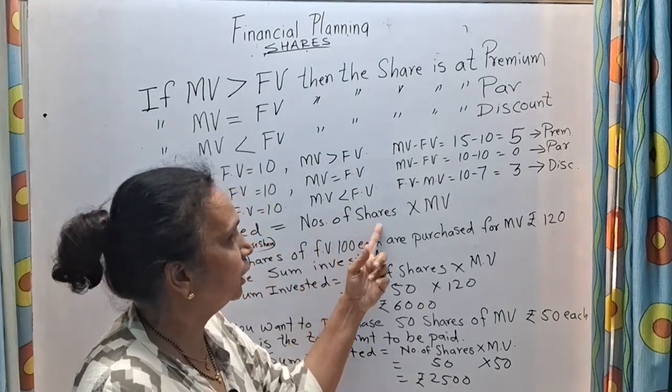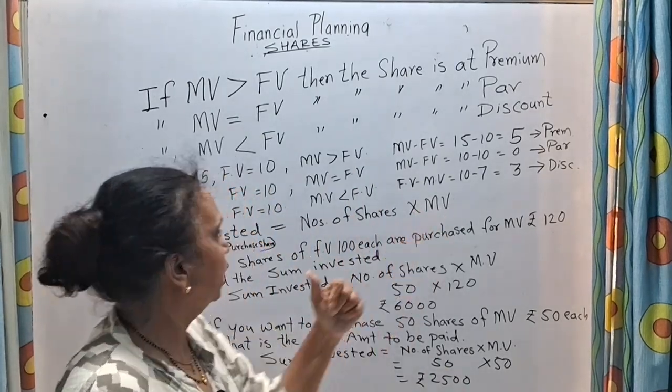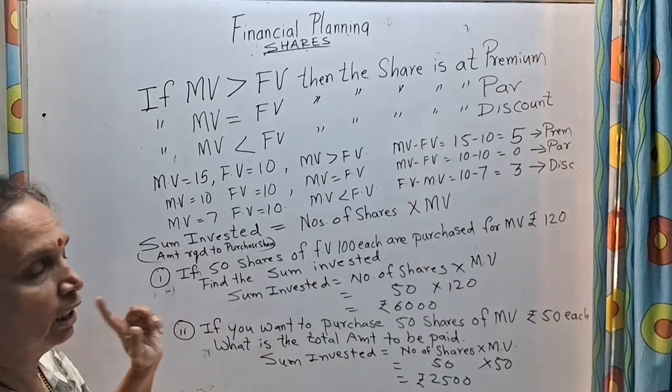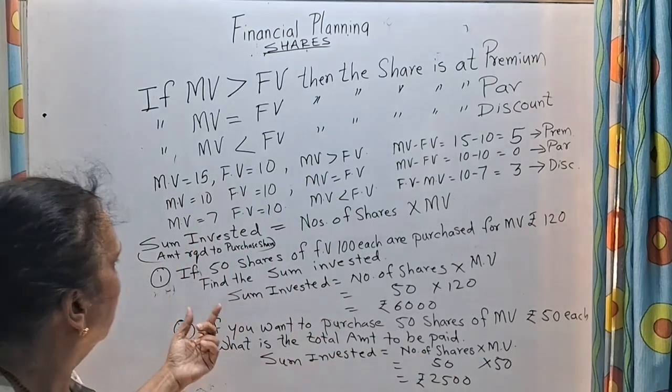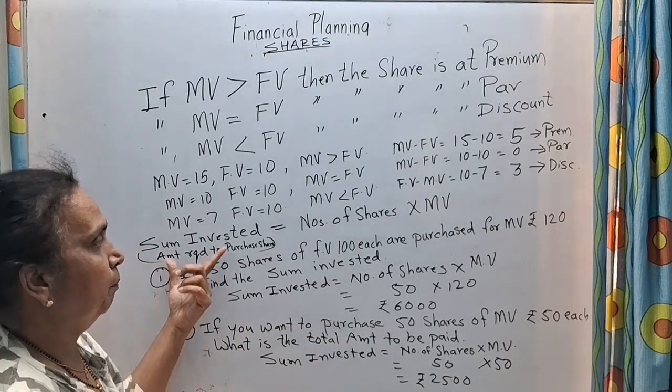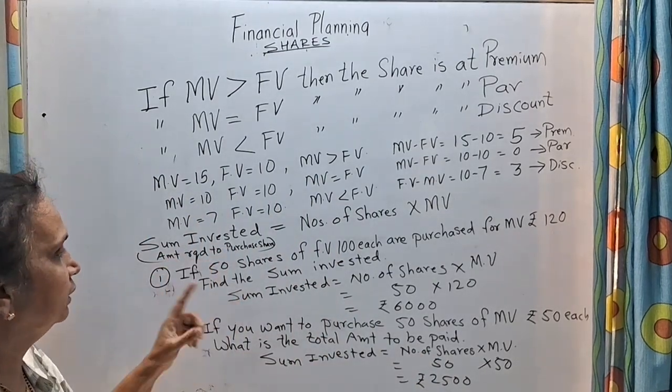So number of shares multiplied by market value is the sum invested, that is the actual amount which I am going to spend from my pocket. Okay, so again for better understanding we are taking few examples.